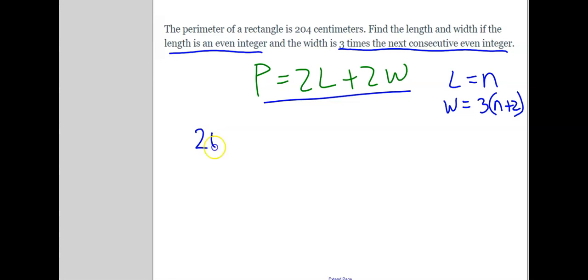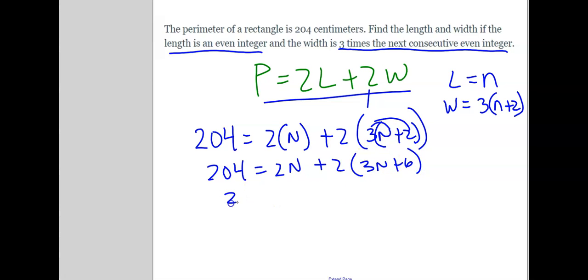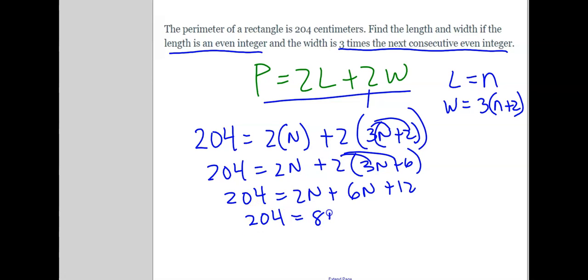So the perimeter is 204, the length is n, and the width is 3 times n plus 2. That's a lot of parentheses, but we'll figure this out. 204 is equal to 2n plus 2 times 3n plus 6. So 204 is equal to 2n plus 6n plus 12, when I distribute here. So 204 is equal to 8n plus 12. Subtract 12.